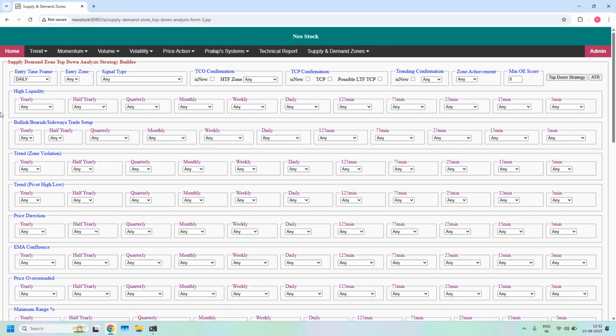For hourly income trade, sideways long trade setup, entry time frame 5 minutes, entry zone demand zone. Here, in the bullish or bearish or sideways trade setup parameter at 5 minutes, I'm selecting sideways long. Zone achievement: violated opposing zone. Minimum odd enhancer score 11 for sideways. And also the 5 minutes demand zone should not be pierced.